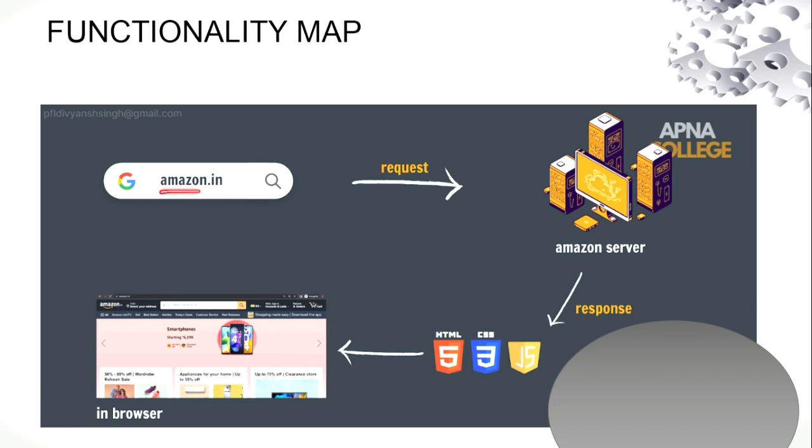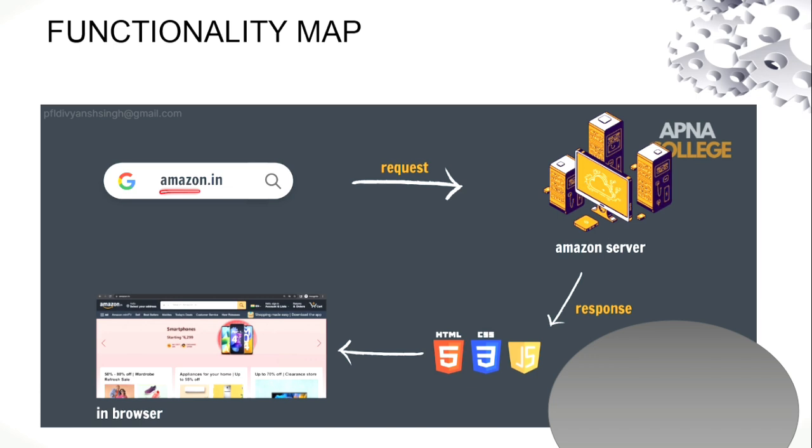First of all, when we search Amazon.in in the browser, it sends a request to the backend of the Amazon server with the help of the internet service provider. When the Amazon server receives a request from the search engine or the browser, it starts giving a response to show the front-end web page to the browser. So what does it give? It does not give the front-end web page directly to the browser. In response, it gives a bundle of code.